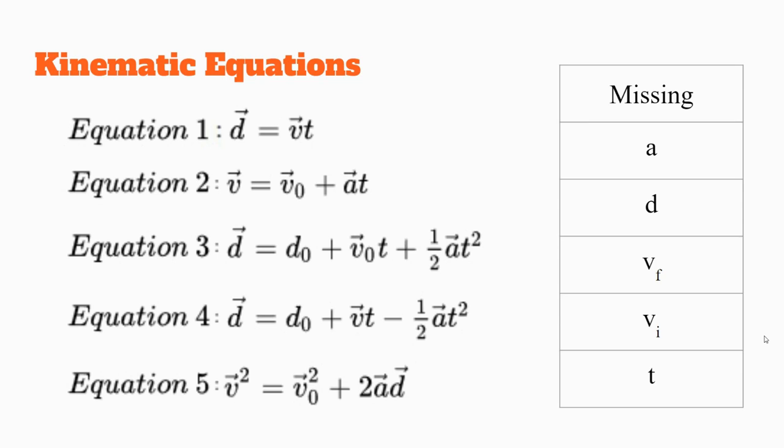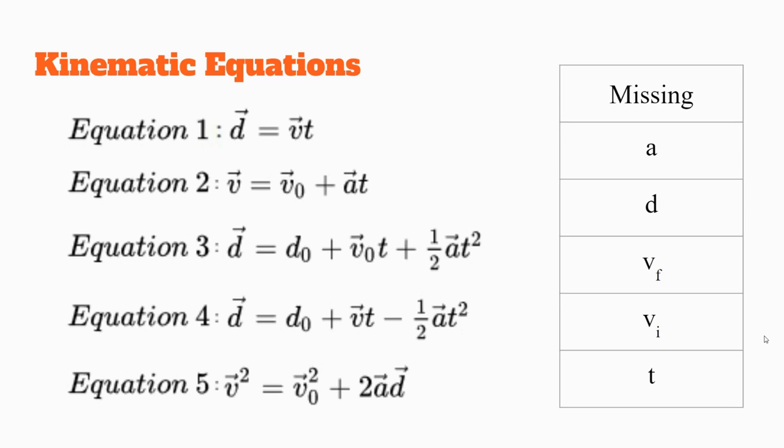There are a total of 5 equations, and let's take them one by one. Equation 1: d is v times t, meaning the displacement is velocity times time. Equation 2, and there is a missing variable, a. Equation 2: final velocity equals initial velocity plus acceleration times time. And we don't have the d, or distance or displacement, there.